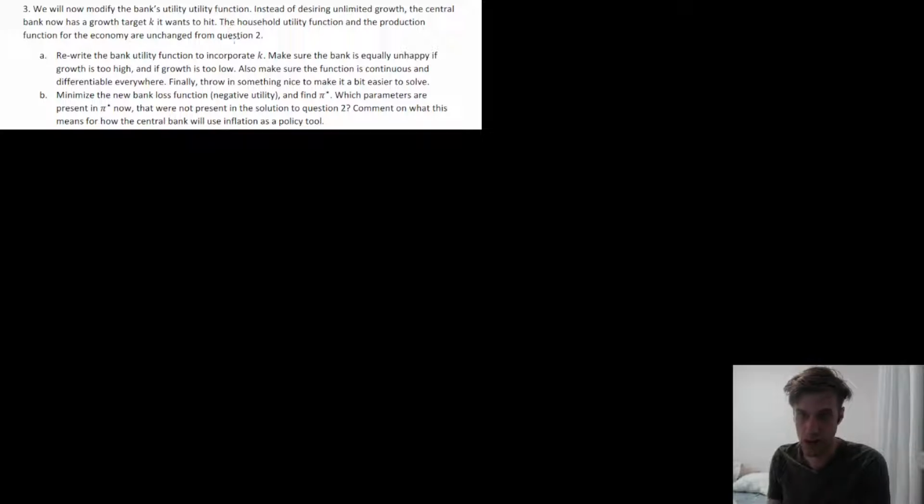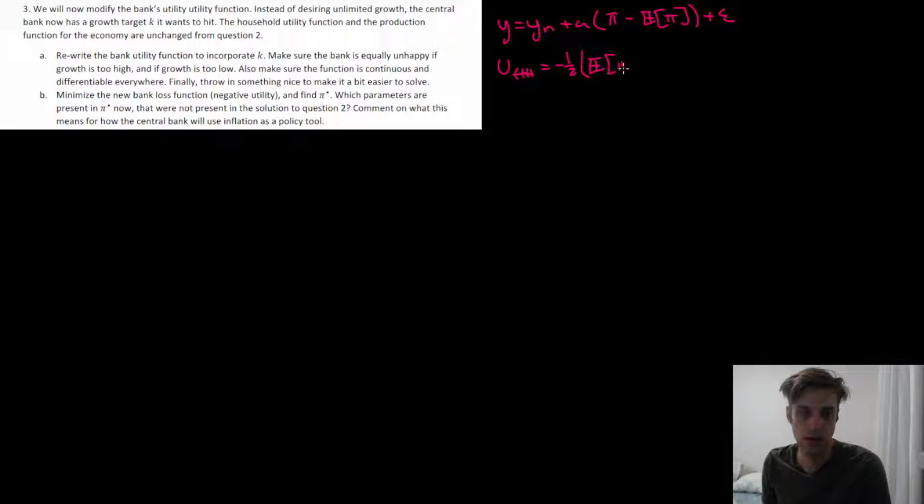We modify the bank's utility function. Okay, oh, and I didn't write down the old ones, so let's quickly remember, where do we begin? We begin with the production function, which is y equals yn plus a, surprise inflation, so pi minus expected pi, plus epsilon. We had the household, which was the negative 1/2 of the quadratic loss, expected pi minus pi, because they want to guess correctly. And then the old CB function was lambda y minus 1/2 pi squared, because the bank's inflation target is 0.